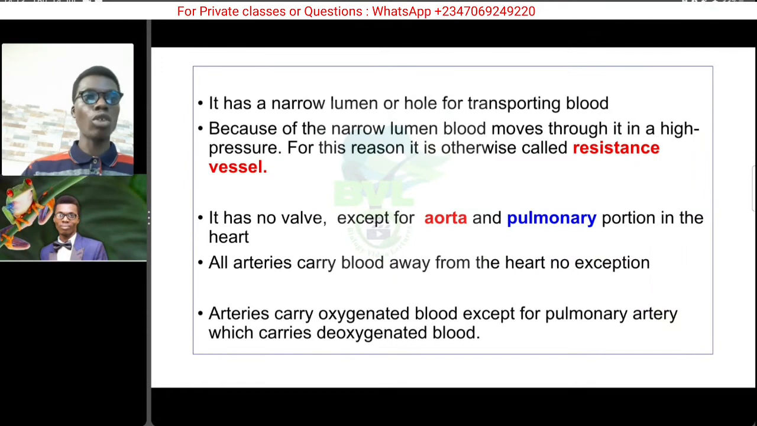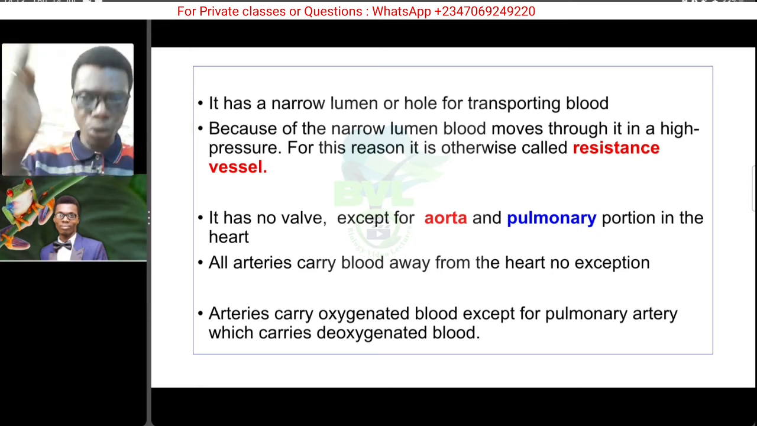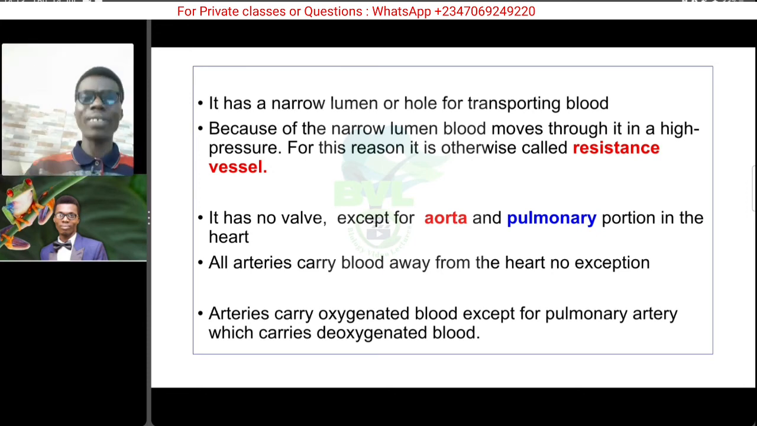Now, it has a narrow lumen, or hole, for transporting blood. Because of the narrow lumen, blood moves in it at high pressure. For this reason, it is called a resistance vessel. Why? Because blood is forcing itself through it. Blood is moving quite forcibly, so we call it a resistance vessel. Not because blood will not pass through, but because blood is passing through at high pressure.